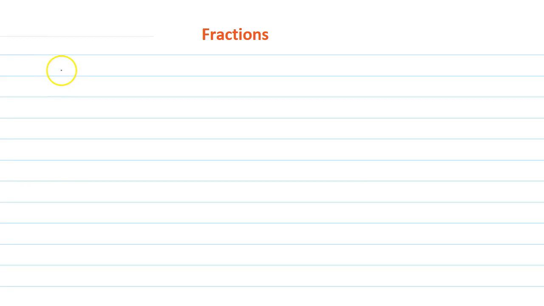So suppose we have here 2 over 3. Everybody knows that this is called the numerator and this is called the denominator, right? The top one is the numerator and the second one is the denominator.